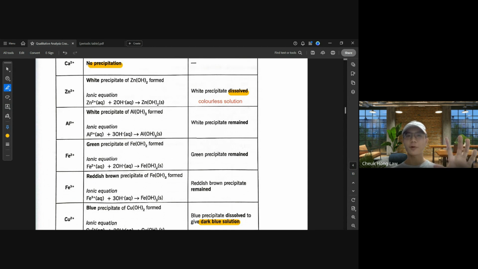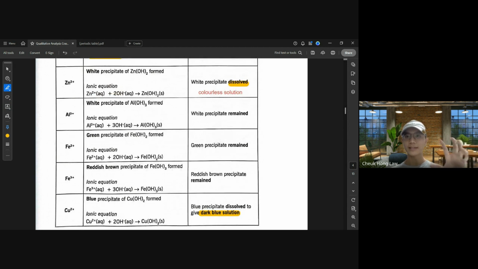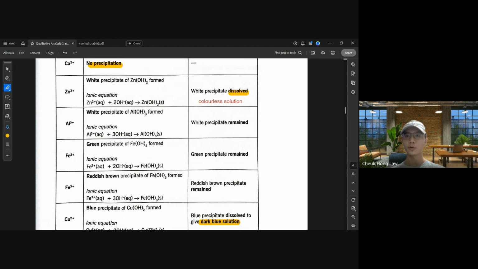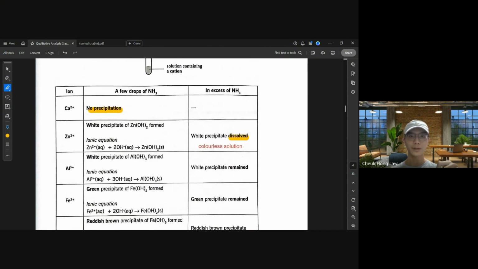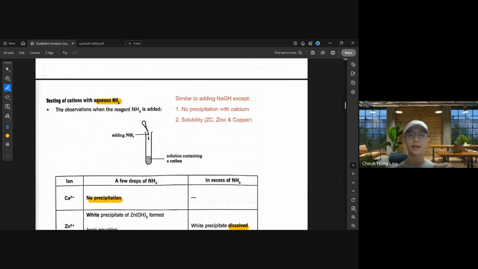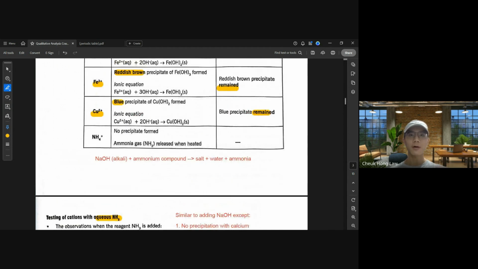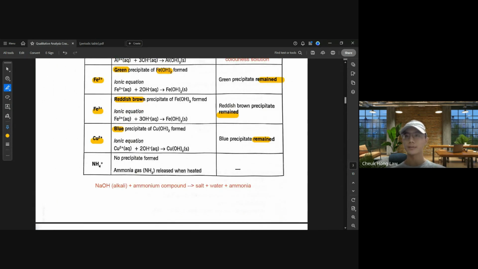So this time when you add aqueous ammonia, these are the two that dissolve in excess to give a solution. Then the rest, as usual, will be insoluble. So it's similar to adding NaOH except for these two differences. That is how I remember the test for cations.